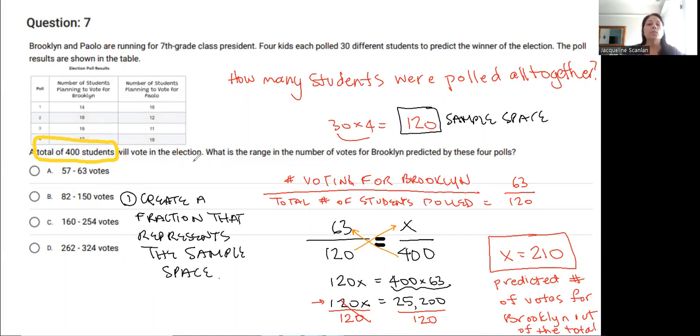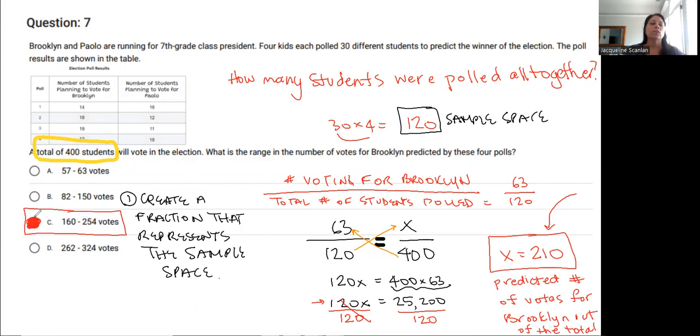All right, so then it says, what is the range and number of votes for Brooklyn predicted by these polls? This doesn't give me a range, it gives me an exact number. So this is telling me that there should be exactly 210 votes for Brooklyn, and 210 would fall in between 160 and 254. So I feel confident in answering answer choice C.